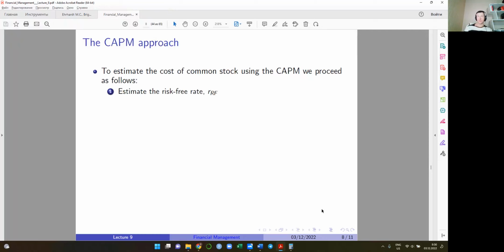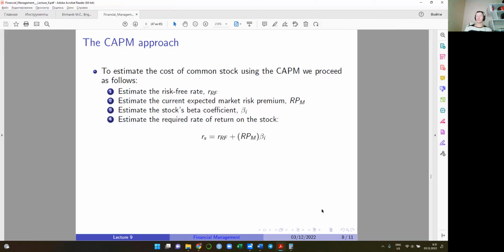We have several steps in the CAPM method. So we need to estimate something which is called the risk-free rate. We need to estimate something which is called the expected market risk premium. And we need to have a measure which is called the beta coefficient. And then we just mix these things. So the required rate of return on the stock is this sum: risk-free rate plus market risk premium multiplied by beta.